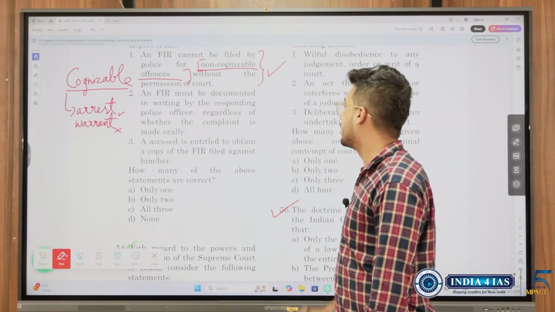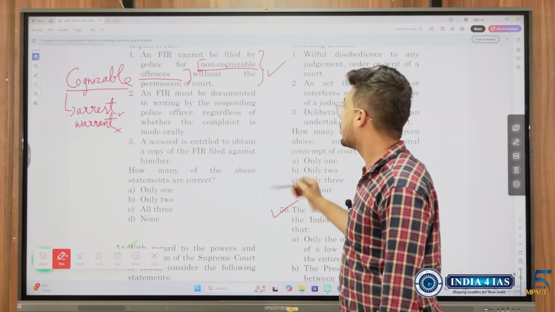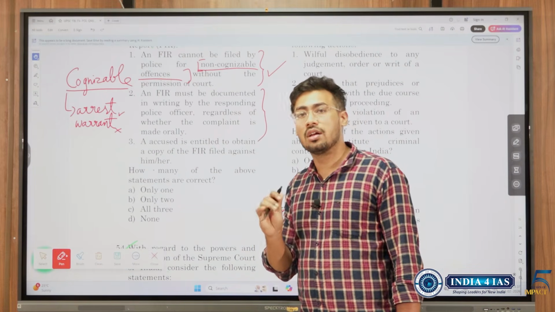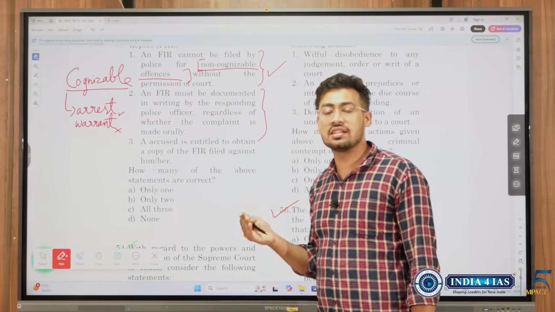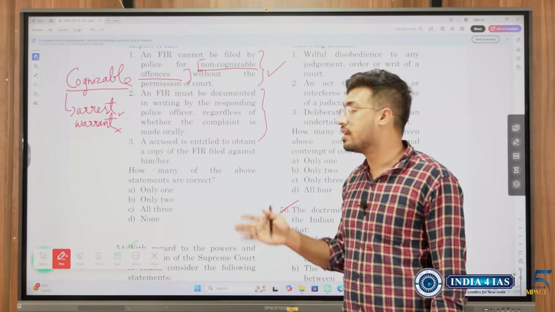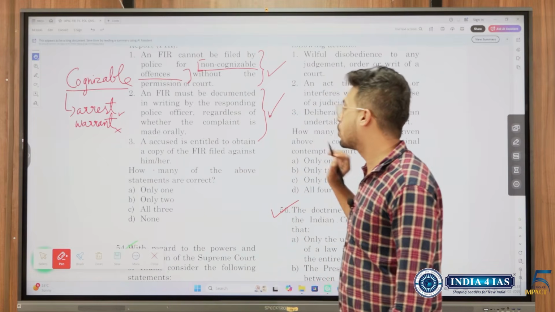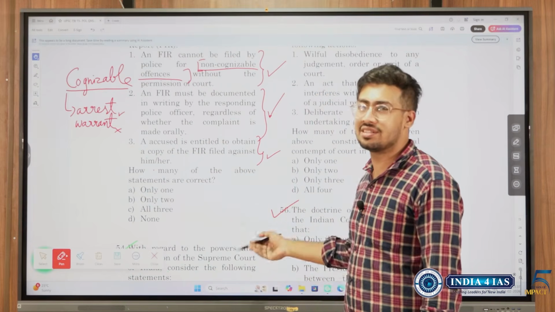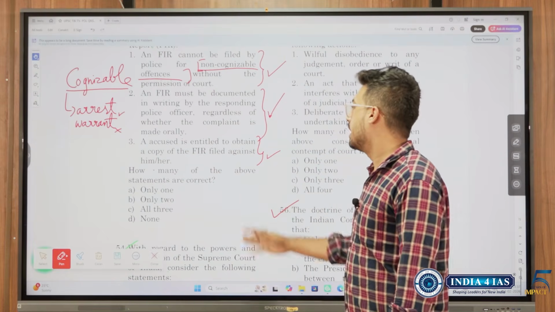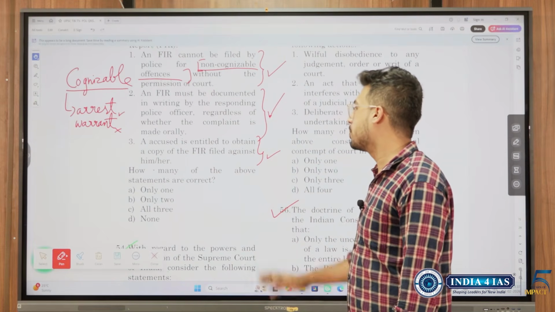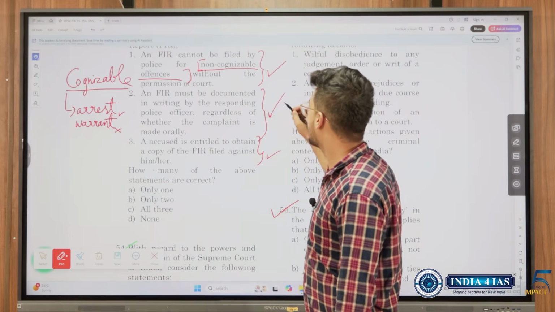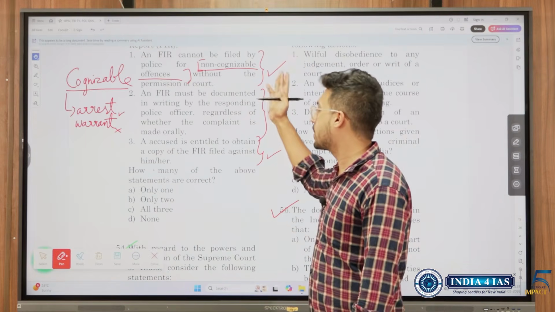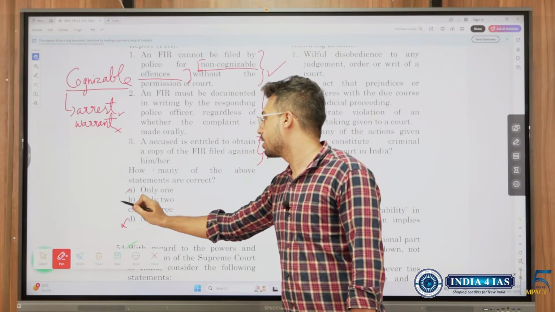FIR must be documented in writing by the responding police officer, regardless of whether the complaint is made orally. See, FIR, first information report, and it is a written report. So whether the accused or the eyewitnesses tell it orally or give it in writing, the FIR will have to be written in writing. You should know this. Accused is entitled to obtain a copy of FIR filed against him or her. Now this is a basic right, and you should take it as correct. So this is correct. Now these two anyway would have been thought of. The only thing is the cognizable, non-cognizable confusion is only in statement 1. So the confusion should have been between 2 and 3.